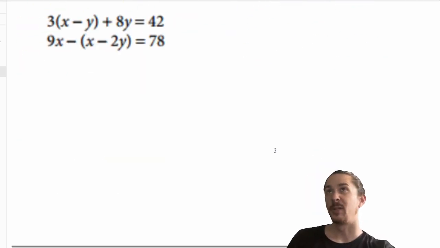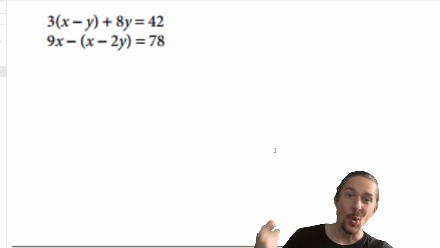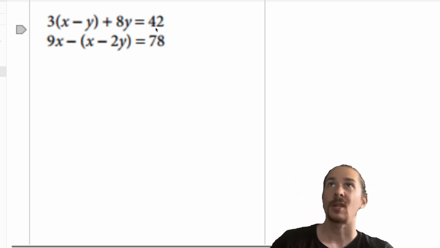This one is a little trickier. The reason this one is trickier is we need to expand those brackets and collect our like terms before we can either substitute or eliminate anything. So I'm not even going to call these number 1 and number 2. I'm going to process them each a little bit first. So the top one, if I expand the brackets, we're going to get 3 amounts of x and negative 3 amounts of y.